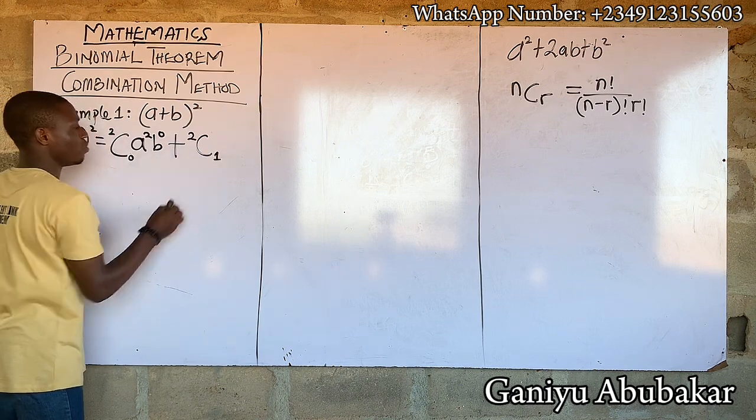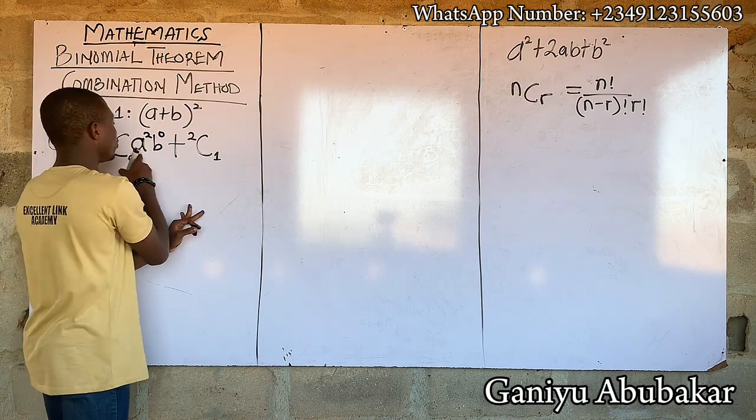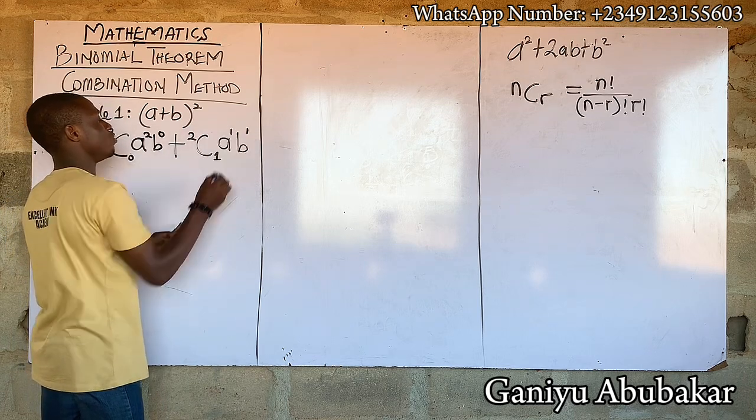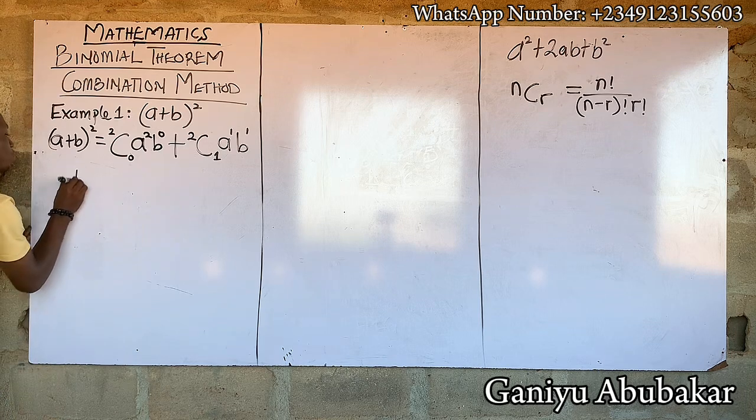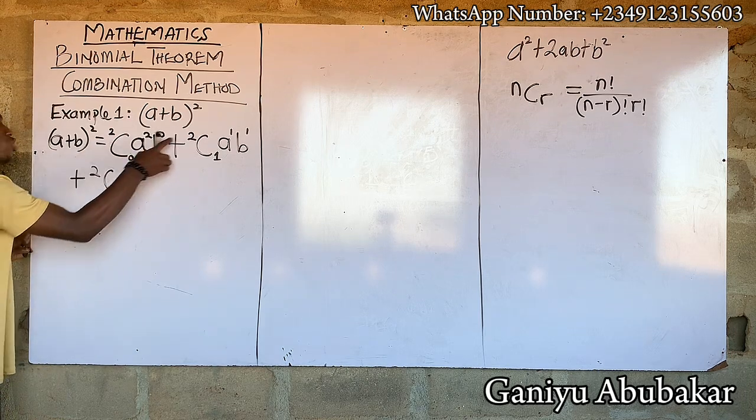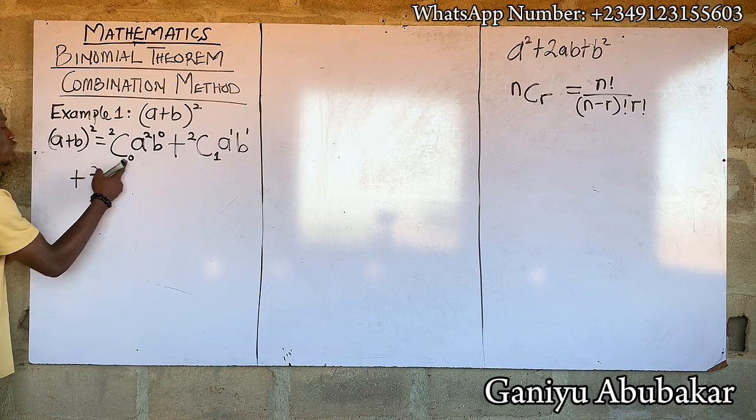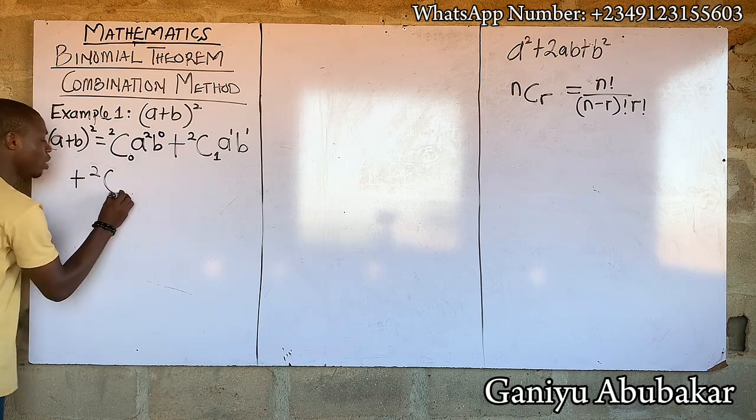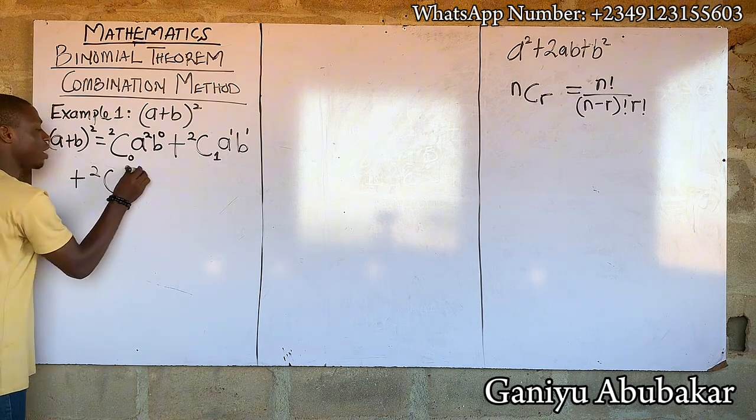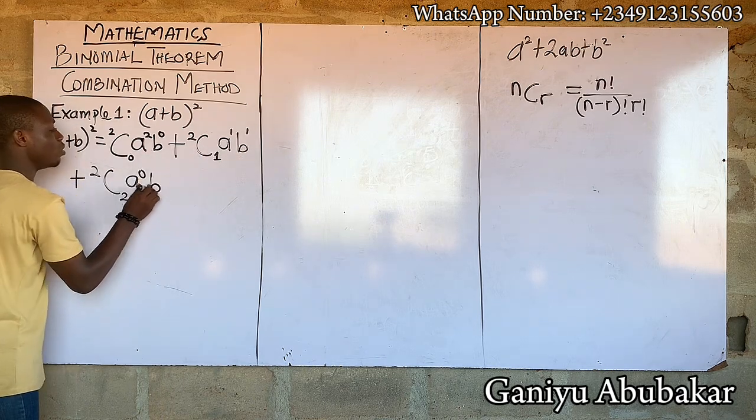Increase by 1 now. Are you there? So the same procedure. Decrease by 1. A to power 1, B to power 1. Right? So I have a plus sign again. Plus the same 2 combination, but this one becomes increasing: 0, 1. That becomes 2. So we said reduce by 1, A to power 0, increase by 1, B to power 2.